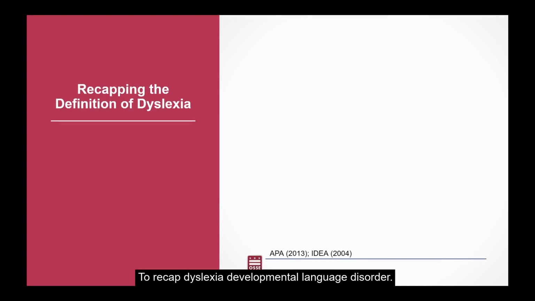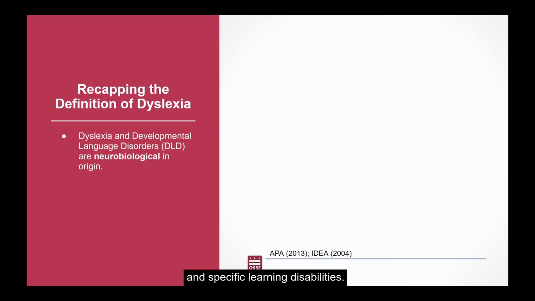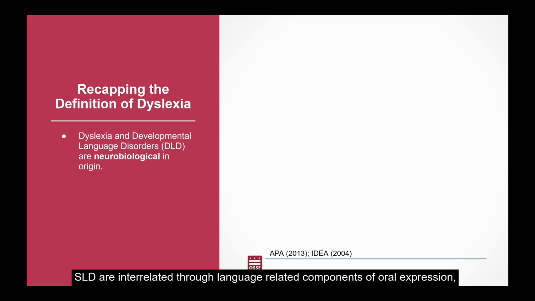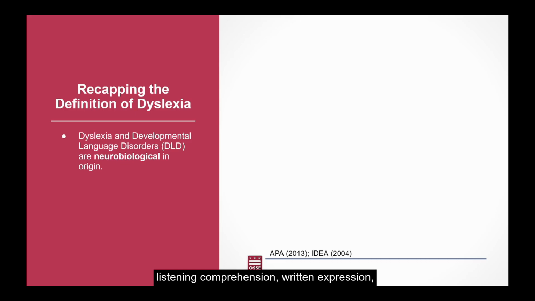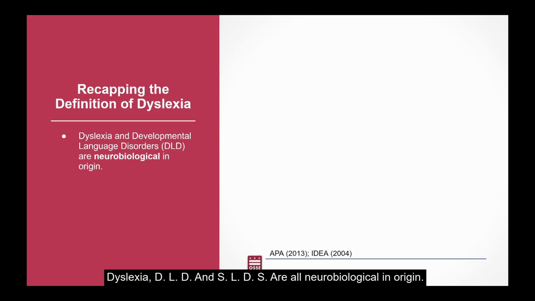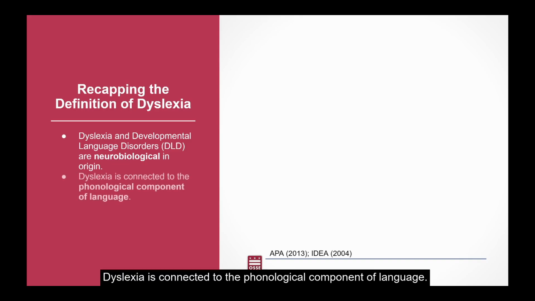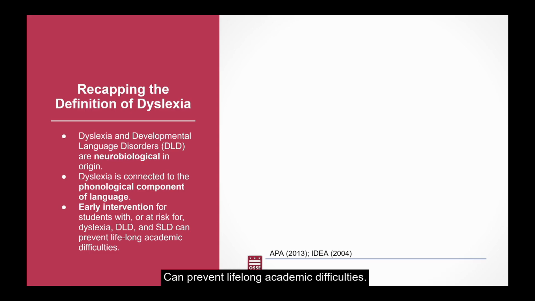To recap, dyslexia, developmental language disorder, DLD, and specific learning disabilities, SLD, are interrelated through language-related components of oral expression, listening comprehension, written expression, word recognition/decoding, reading fluency, and reading comprehension. Dyslexia, DLD, and SLDs are all neurobiological in origin. Dyslexia is connected to the phonological component of language. Early intervention for students with, or at risk for, dyslexia, DLD, and SLD can prevent lifelong academic difficulties.